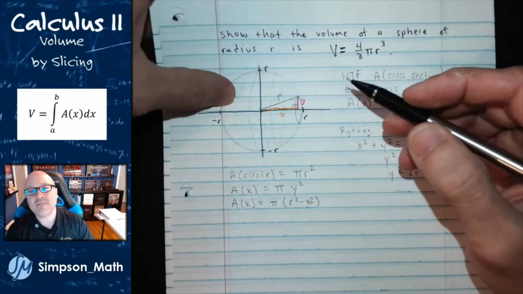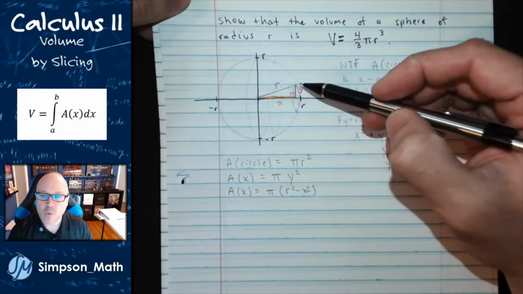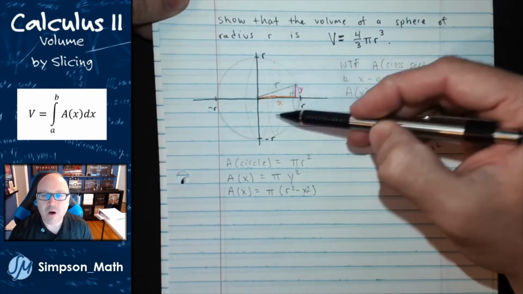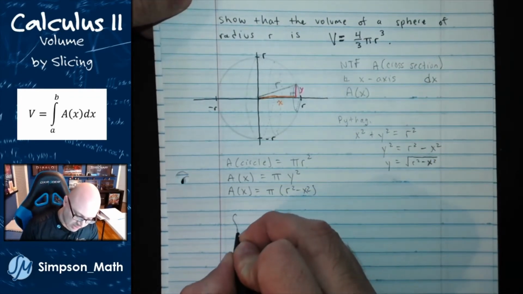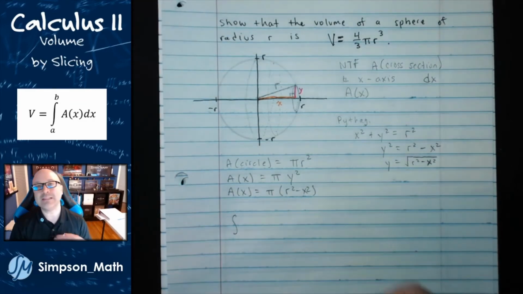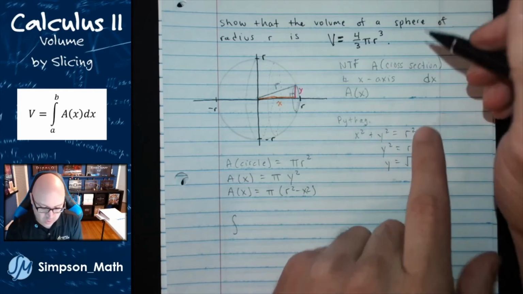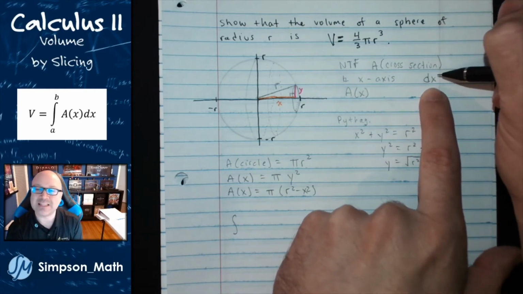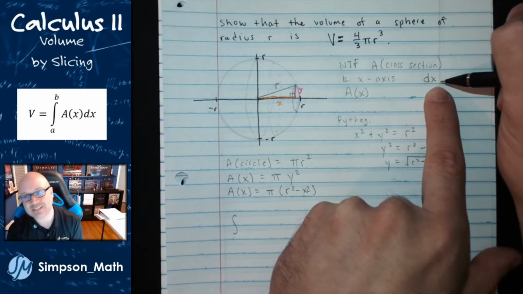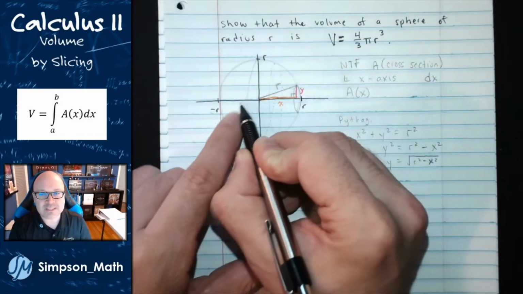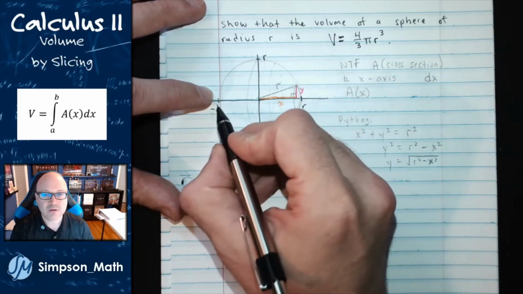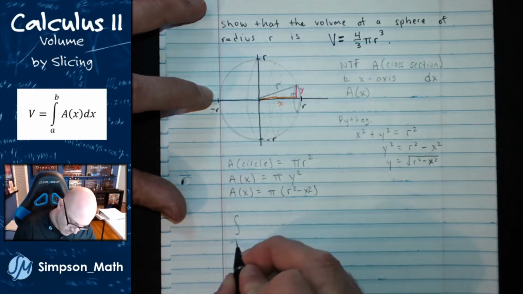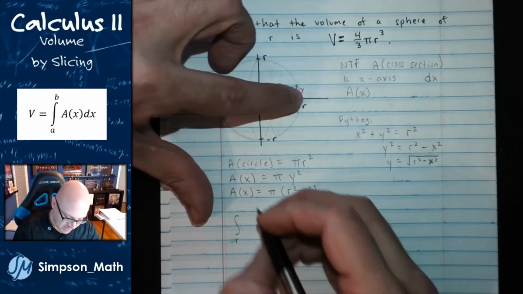Now, if I want to find the volume of this object, well, I'm just going to sum up all of these little cross sections. That is, I'm going to integrate from least to greatest. Now, how am I integrating this thing? Well, I'm integrating it with respect to x. So I need the least x value and the highest x value. So what is this least x value? What's the smallest number x can be? Negative r. The biggest number x can be is positive r.